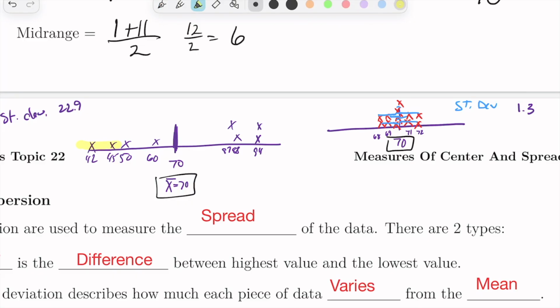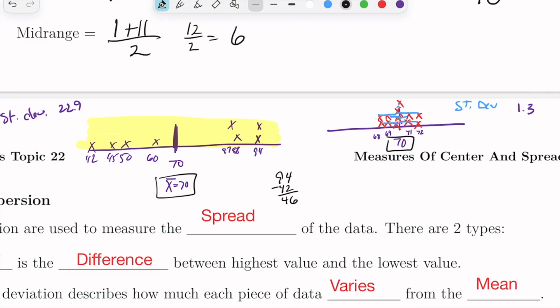This first class has a lot of spread around. You can see it goes all the way down to 42 and all the way up to 94. In fact, the range of that data is 94 minus 42, which is 46.